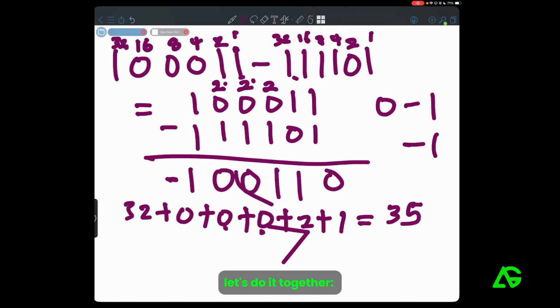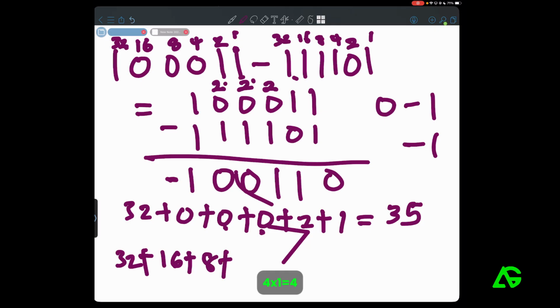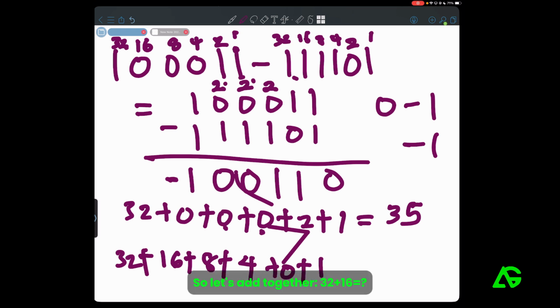So for this other one, let's do it together. 32 times 1, 32. 16 times 1, 16. 8 times 1, 4 times 1, 2 times 0, 1 times 1. So let's add together. 32 plus 16, 48. 48 plus 8, 56. 56 plus 4, 60. Plus 0, 60. Plus 1, 61. So that means we have 35 minus 61.